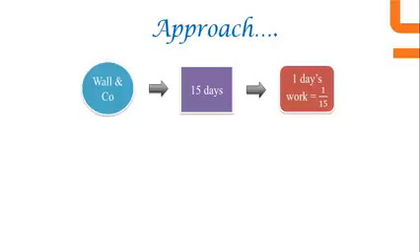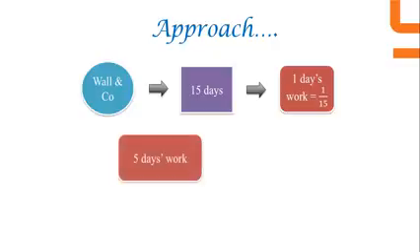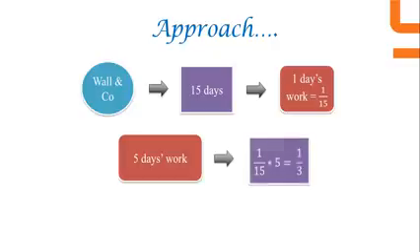So we need to find out how much work Wall & Co. completed in 5 days. How do we do that? We multiply Wall & Co.'s 1 day's work with the number of days they worked, which is equal to 5 days. That is 1 by 15 into 5, which is equal to 1 by 3. So, Wall & Co. completes 1/3 of the work in 5 days.